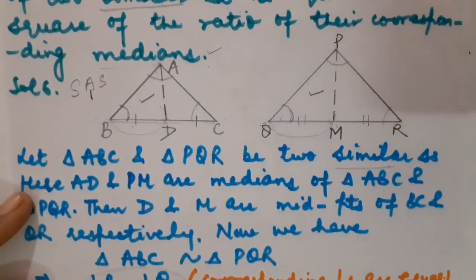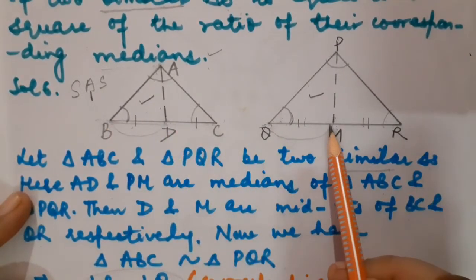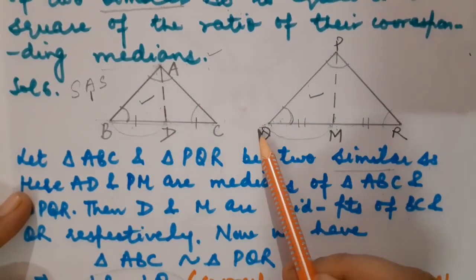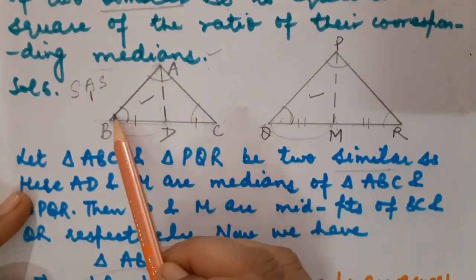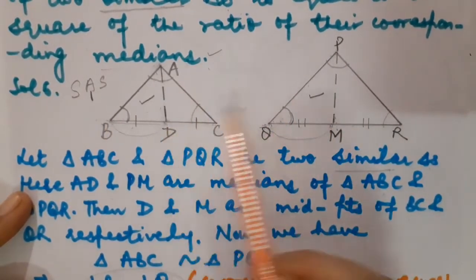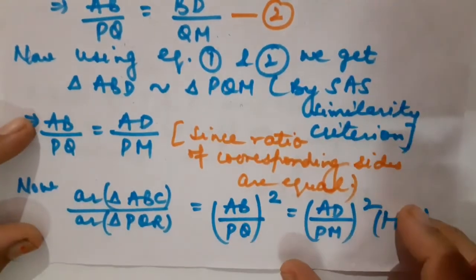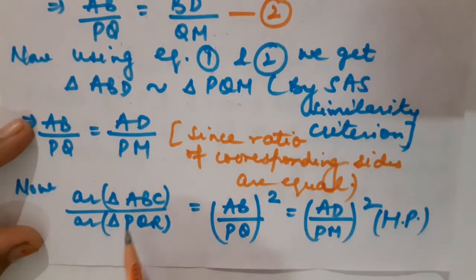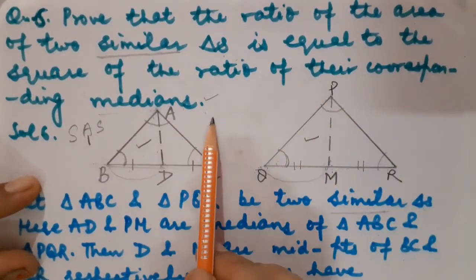Fine. So just have a look in the diagram. AB upon PQ is equal to BD upon QM and AB upon PQ is also equal to AD upon PM. So it implies that AB upon PQ is equal to BD upon QM is equal to AD upon PM. Got it? Now, what I have to prove? I have to prove that the ratio of the area of two similar triangles is equal to the ratio of their corresponding medians as well.